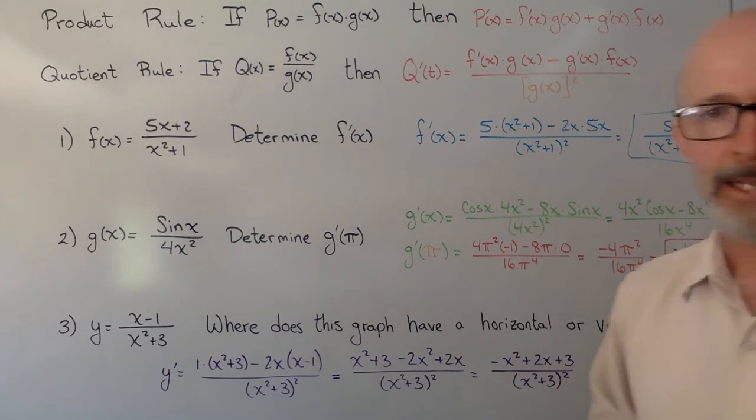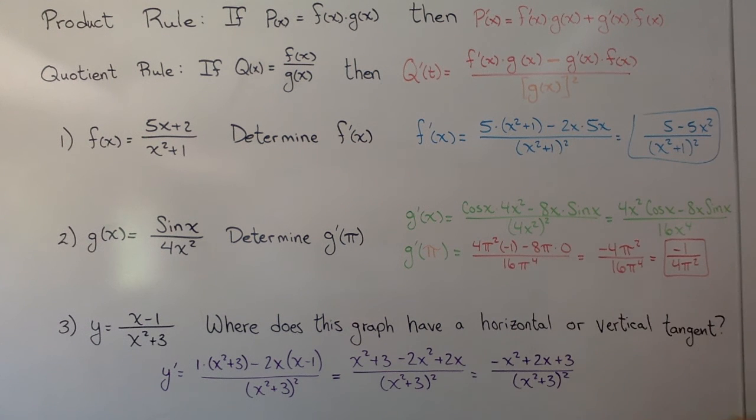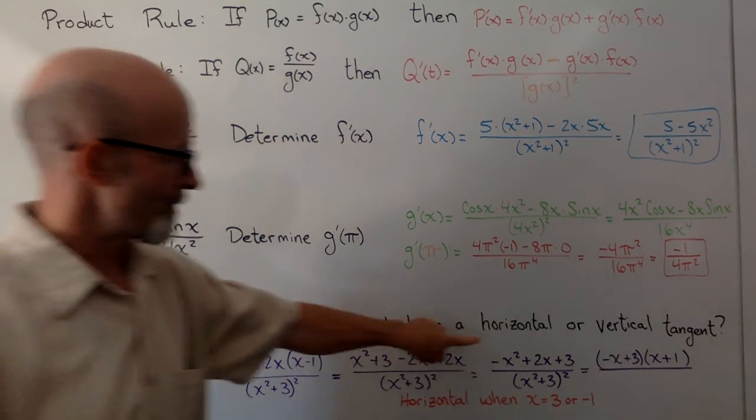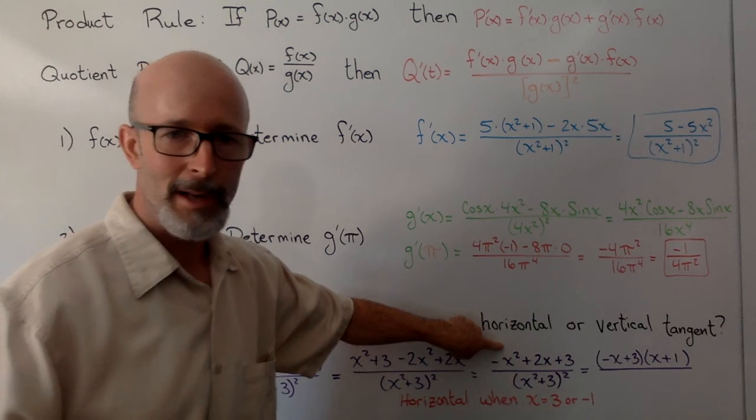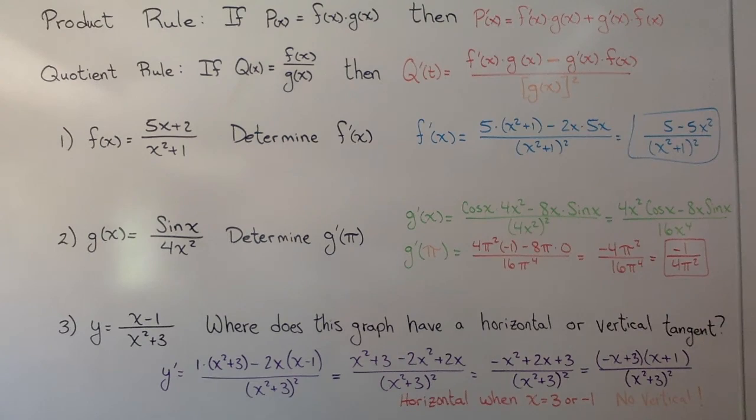The horizontal line has a slope of 0. What would make a fraction equal to 0? Possibly if the numerator equals 0. So I can tell now. If I just factor that numerator, that'll let me know what makes this equal 0. But what makes a tangent line vertical?